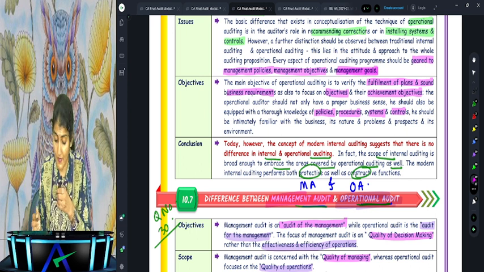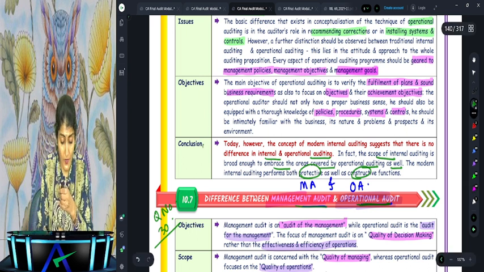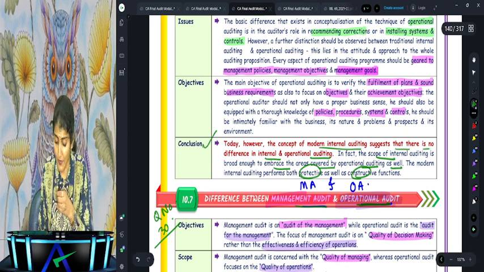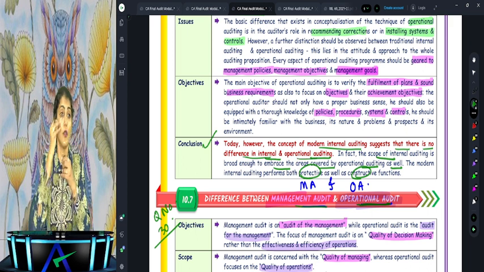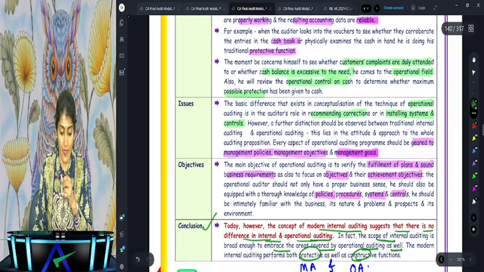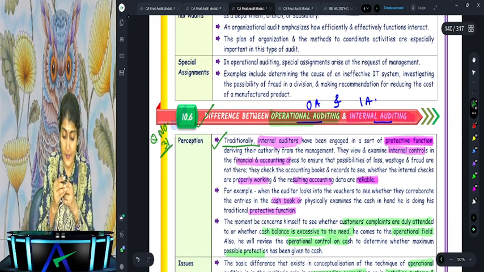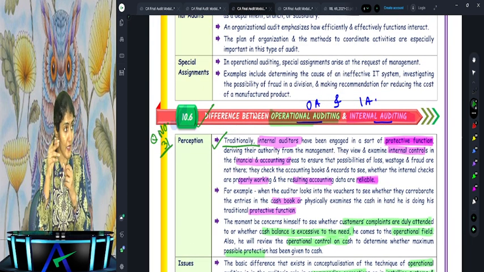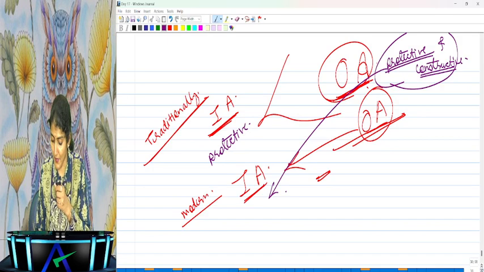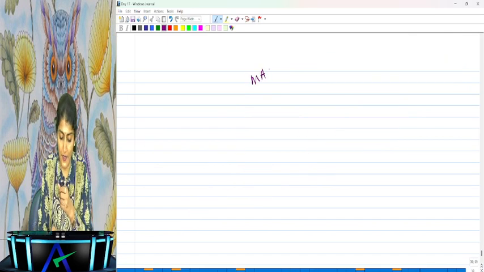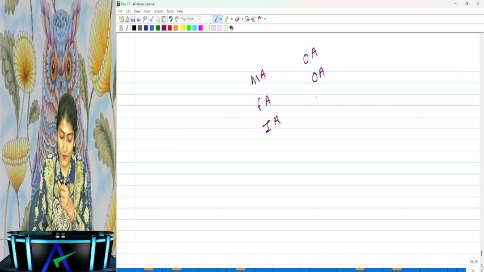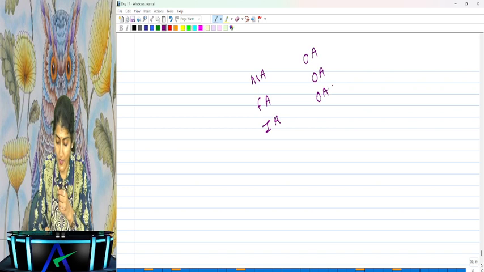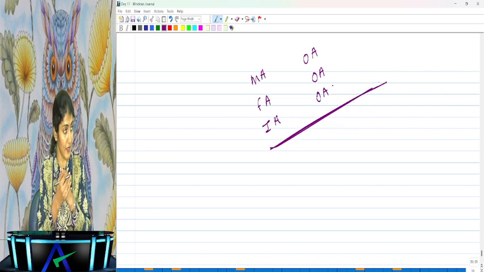But what is the last line over there? Today, however, the concept of the modern internal audit suggests that there is no difference between the internal and the operational audit. Are you understanding that? Right. So have we completed the three distinctions over there? What are the three distinctions which we had? Distinction between the management audit and the operational audit. Distinction between the financial audit and the operational audit. And distinction between the internal audit and the operational audit. Is it clear to everyone?